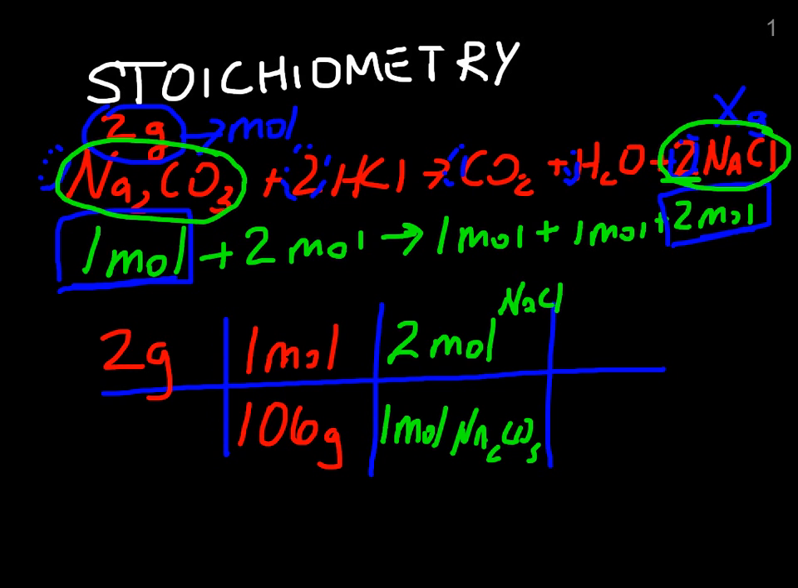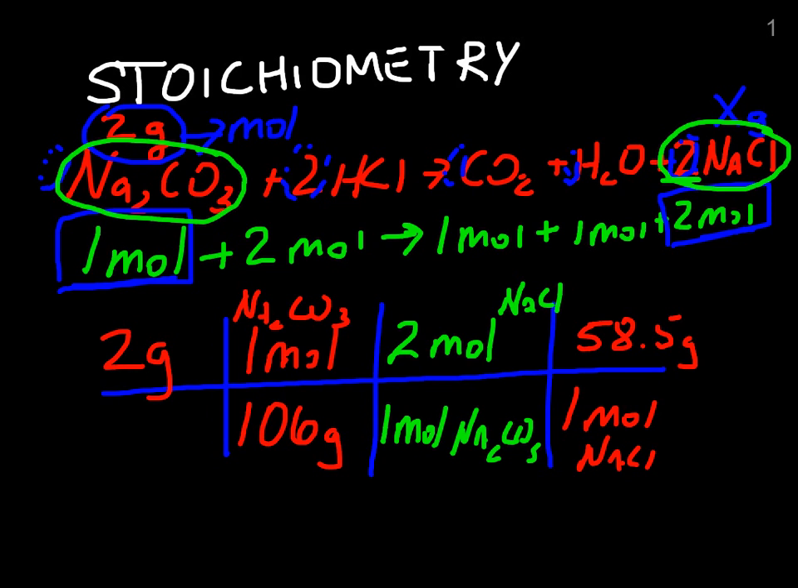Now, since I'm looking for my answer in grams, I want to convert this amount into grams. The way I'm going to do that is the fact that sodium chloride has a mass of 58.5 grams for every 1 mole. And realize that this is the sodium chloride that I'm talking about. The moles over here were the sodium carbonate.